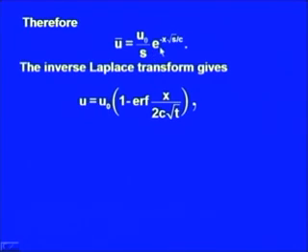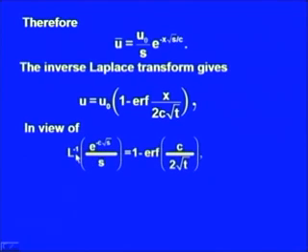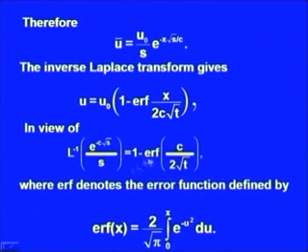Then the inverse Laplace transform of e to the power minus x root s by c over s is 1 minus erf of x over 2c root t, in view of the result, that is L inverse of e to the power minus c root s over s equal to 1 minus erf of c over 2 root t. Where erf denotes the error function defined by erf x equal to 2 over root pi integral 0 to x e to the power minus u square du.